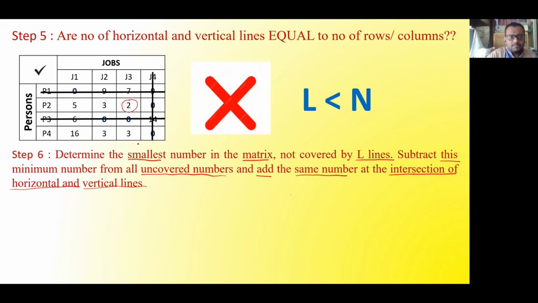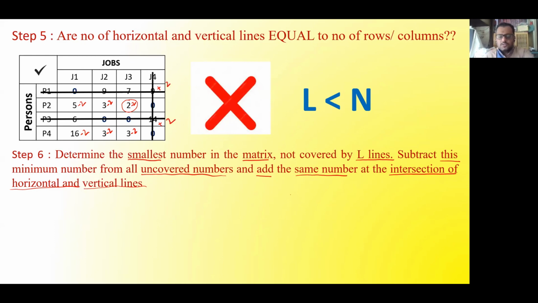Now subtract this number from all the other elements. So it will be 5 minus 2, 3 minus 2, 2 minus 2, 16 minus 2, 3 minus 2, 3 minus 2. By doing this, what am I doing? I am again creating a baseline. And after subtracting this from all uncut elements, you have to add this number at the intersection points. So this will be plus 2 and this will also be plus 2.